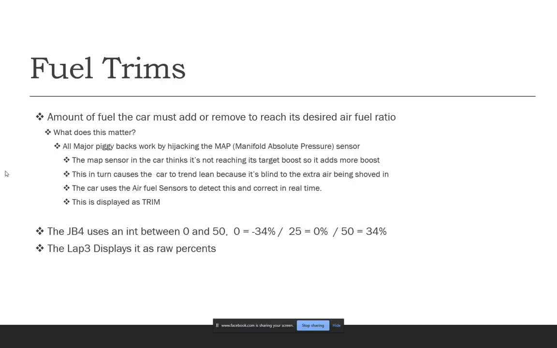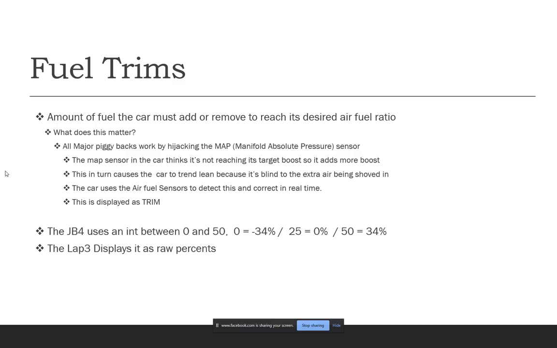So let me get back to fuel trims real quick here. The car sees a situation that's different than what it's requesting. It adds or removes fuel. Now, why this is important: JB4s, Lap 3s, all of them can do a few things to correct on this. One thing they can do is the Lap 3 can adjust the air fuels directly from my understanding. The JB4, you have to have fuel wires hooked up, but now you can adjust it.